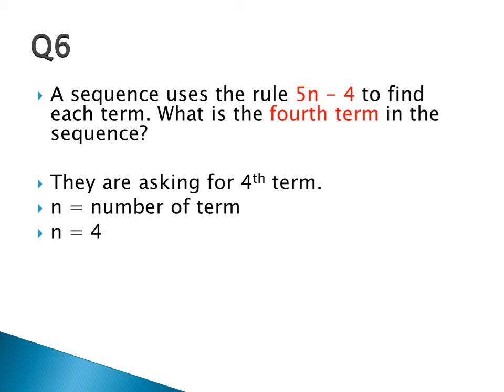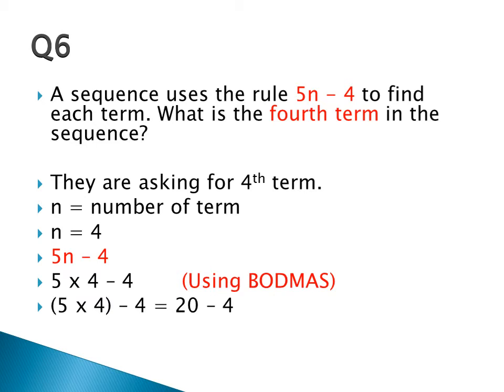So by substituting n equals 4, you need to use BODMAS. We times 5 and 4 first, which gives us 20. And then later on, subtracting 4 from 20 gives us 16. That means the fourth term is 16.